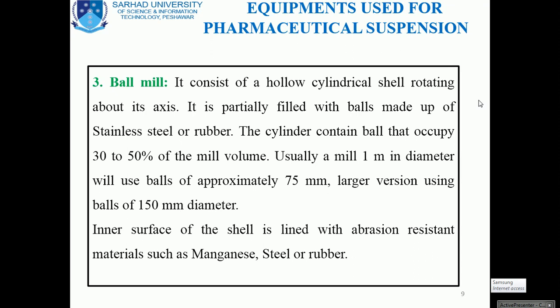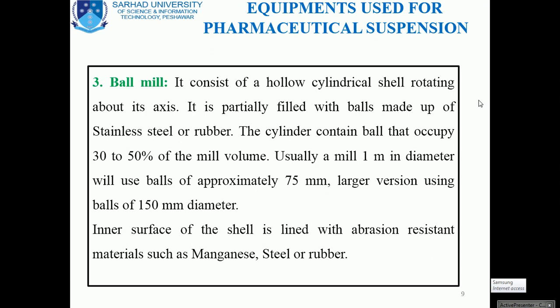Now let's come to the inner surface of the ball mill. The inner surface of the cylindrical shell is lined with abrasion resistant material to avoid abrasion, to avoid the disintegration and fragmentation of the mill. The inner surface of the shell is lined with abrasion resistant material such as manganese steel or rubber. That is the inner surface composition of the ball mill to avoid abrasion from the mill.